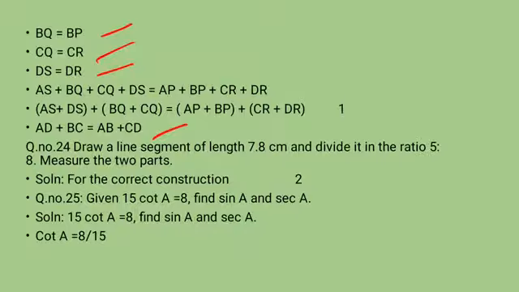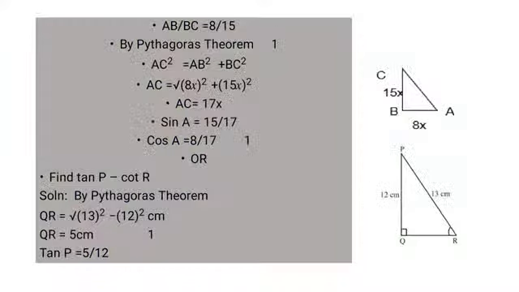Question number 25. It is trigo based. Given 15 cot A is equal to 8, find sin A and sec A. So we know cot A is equal to base upon perpendicular. So here cot A is equal to 8 upon 15. AB upon BC is equal to 8 upon 15. You must draw the figure first.